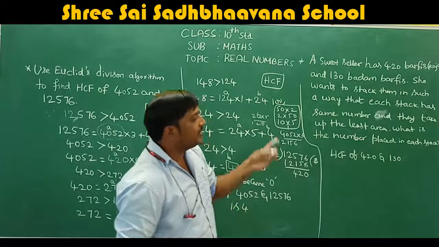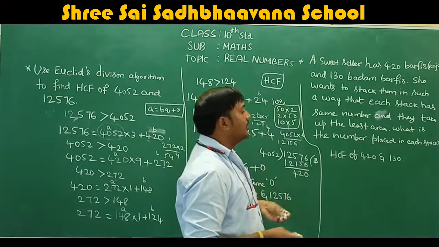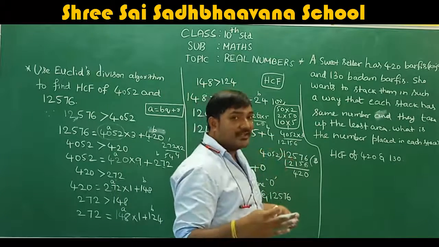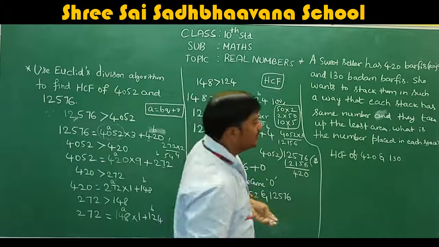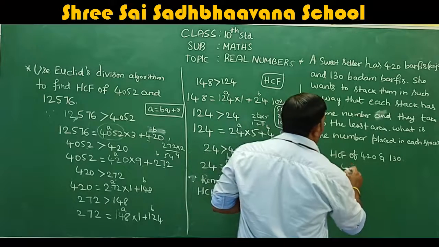Correct? When you find it, you can easily use the least area and all burpees will be accommodated. Okay. Yes. Let me do that.